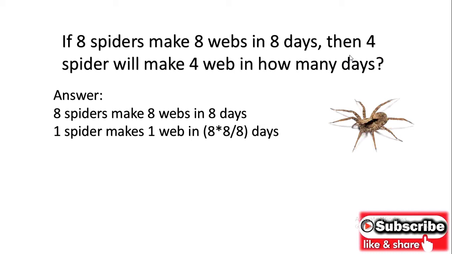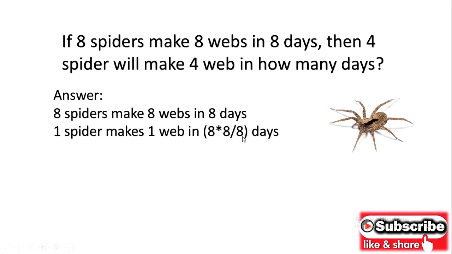So spiders make 8 webs in 8 days. Suppose we had made another line: one spider makes 8 webs, then it would take more days, right? Then it would be 8 multiplied by 8. But instead of 8 webs, if one spider had to make one web, then it would take fewer days. So there will be division, right? So 8 multiplied by 8 divided by 8.